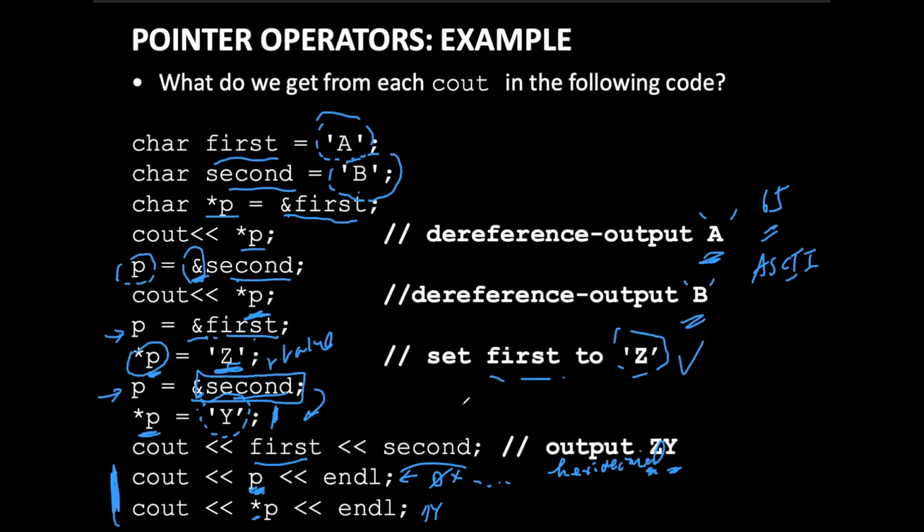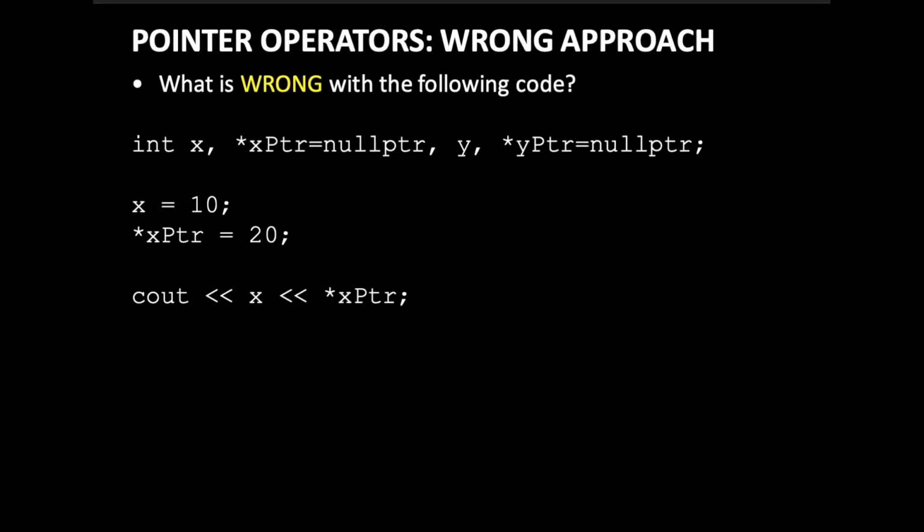Hopefully this illustrates enough examples in relation to how ampersand and asterisk, these two pointer operators, are used. Let's look at the next slide. This slide illustrates something that is wrong. What is wrong with the following?